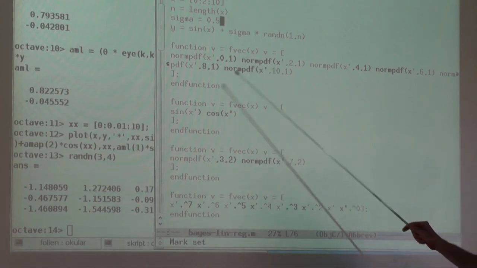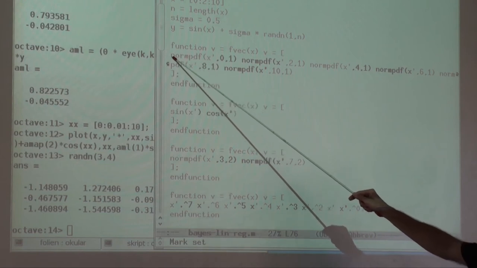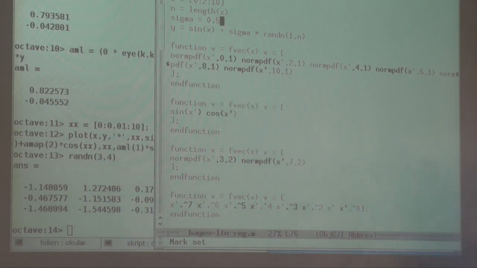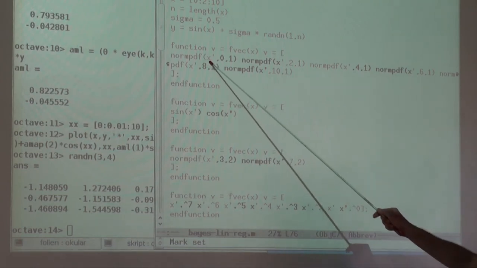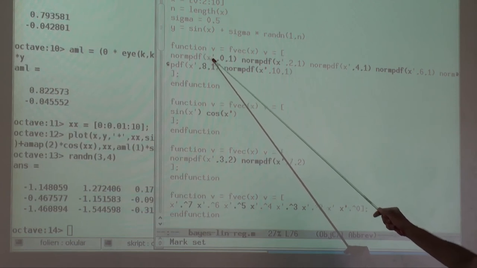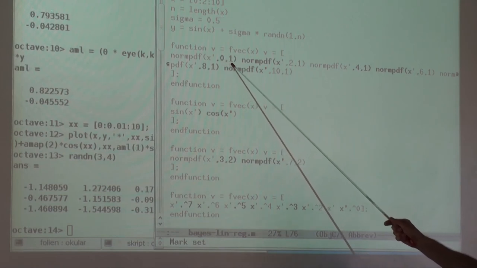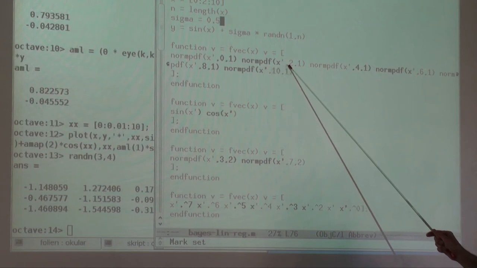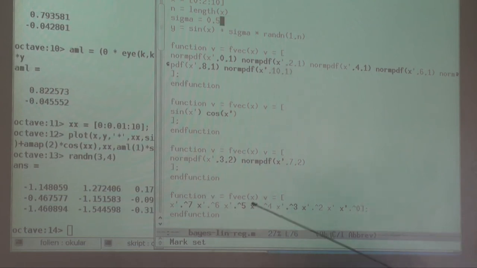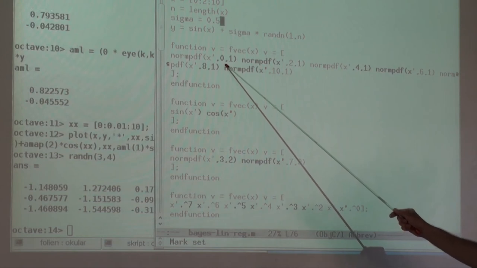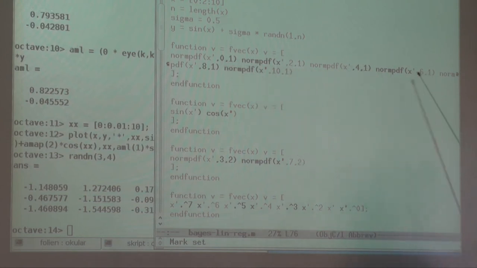So this function fvec returns a vector of all the radial basis functions applied to the input vector. The normpdf gives you the probability density function for a normal distribution applied to some input vector x, and now we use x transpose as the input vector here with mu 0 and sigma 1. And then the same thing with mu equal 2 and sigma equal to 1. And then with mu 4 and sigma 1. So you see we use radial basis functions centered at the points 0, 2, 4, 6, 8, and 10, because we work on the interval between 0 and 10. Okay, so let's define this function.